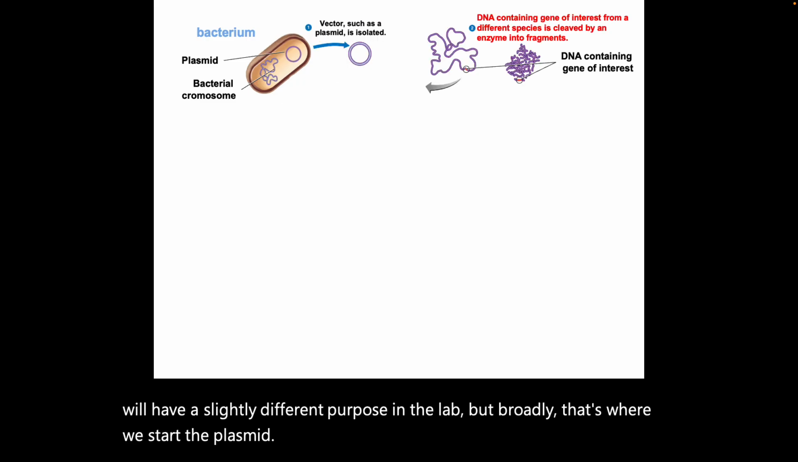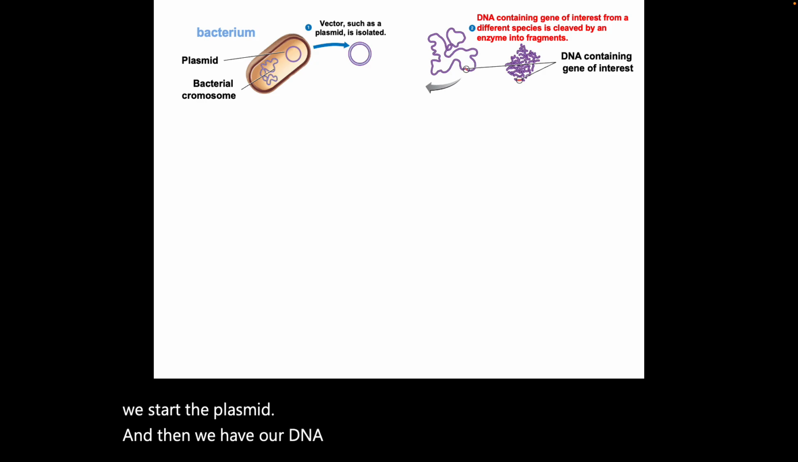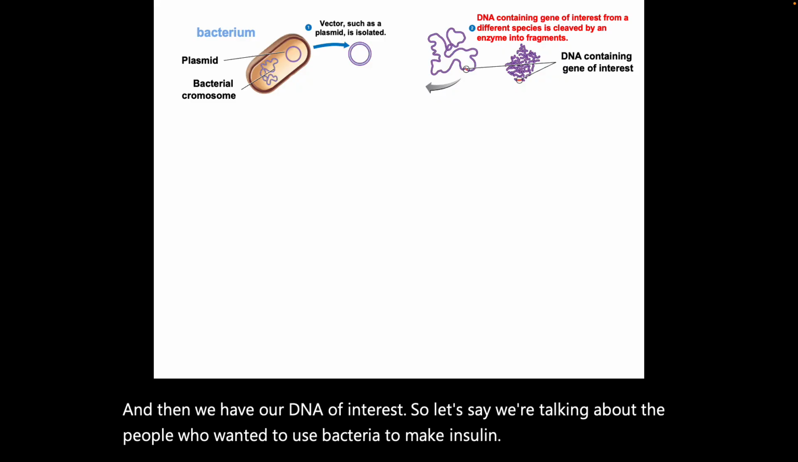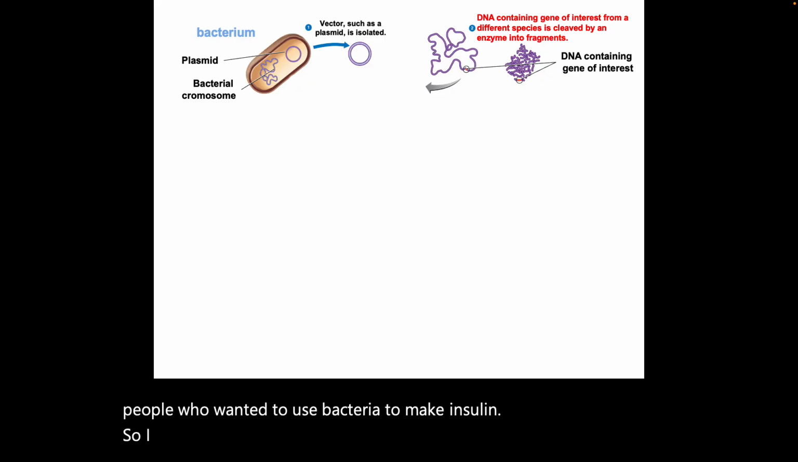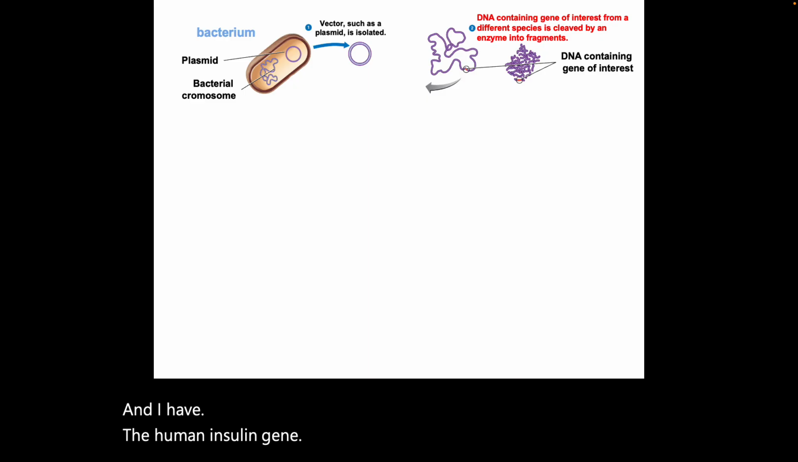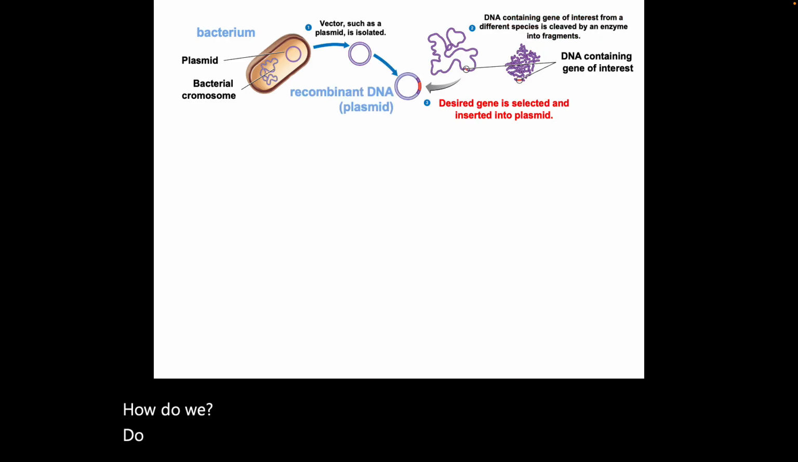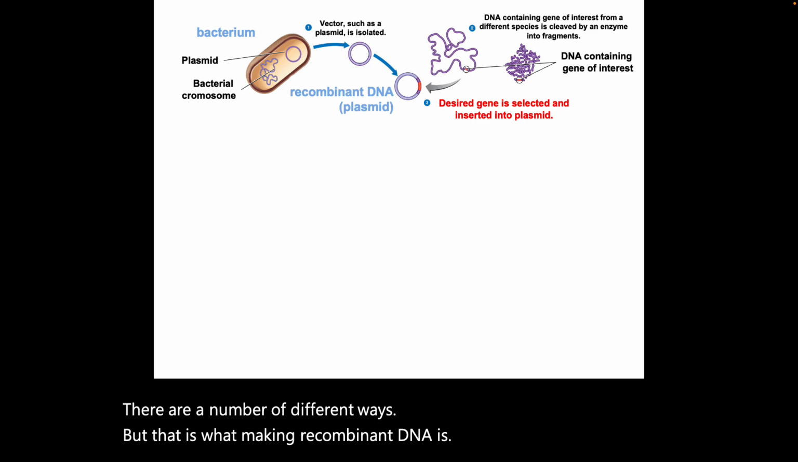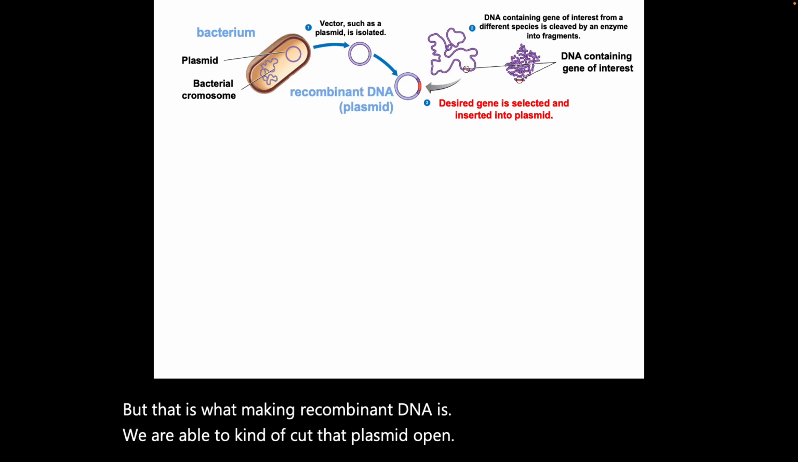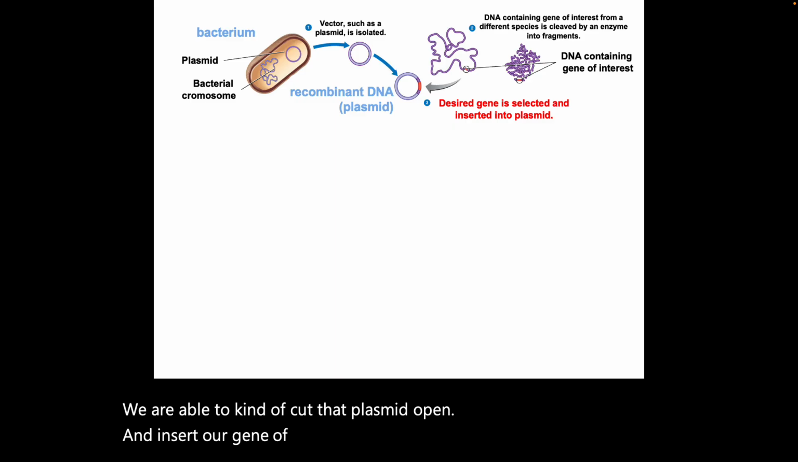And then we have our DNA of interest. So let's say we're talking about the people who wanted to use bacteria to make insulin. So I have this plasmid, and I have the human insulin gene. How do we put them together? There are a number of different ways, but that is what making recombinant DNA is. We are able to cut that plasmid open and insert our gene of interest. In this case, maybe it's human insulin.